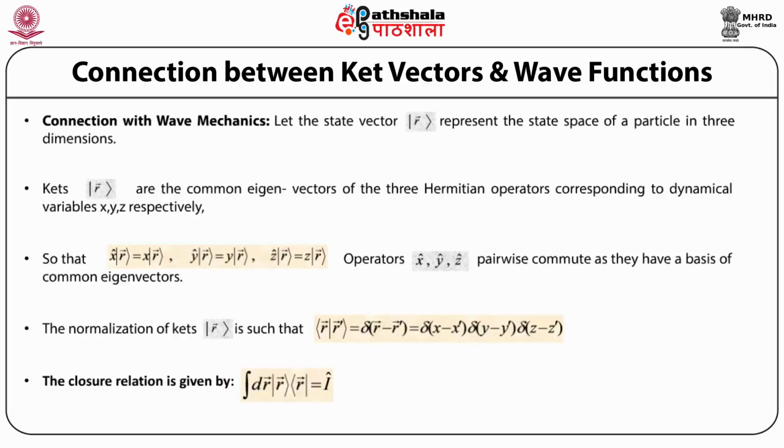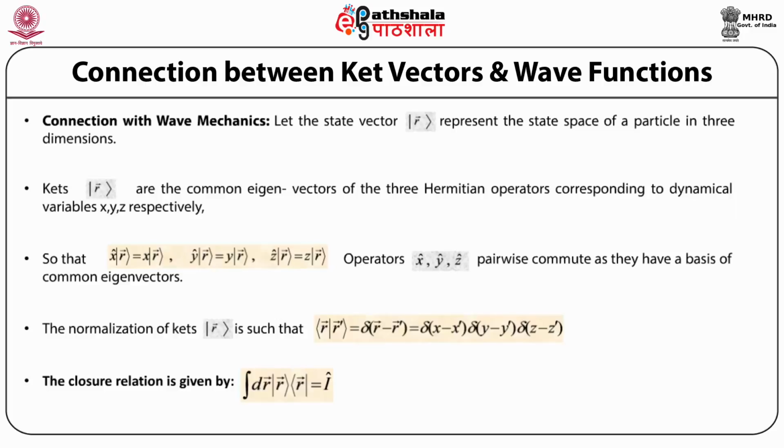So here we see that the operators x, y, and z commute pairwise as they have a common basis of eigenvectors, and the normalization of the ket vectors r is such that if you take the bra vector r with the ket vector r prime, this gives us the delta function delta of r minus r prime, which means that unless the r prime vector is equal to the r vector, the normalization will give us 0, and if r prime vector is equal to the r vector, then we get normalization as 1.